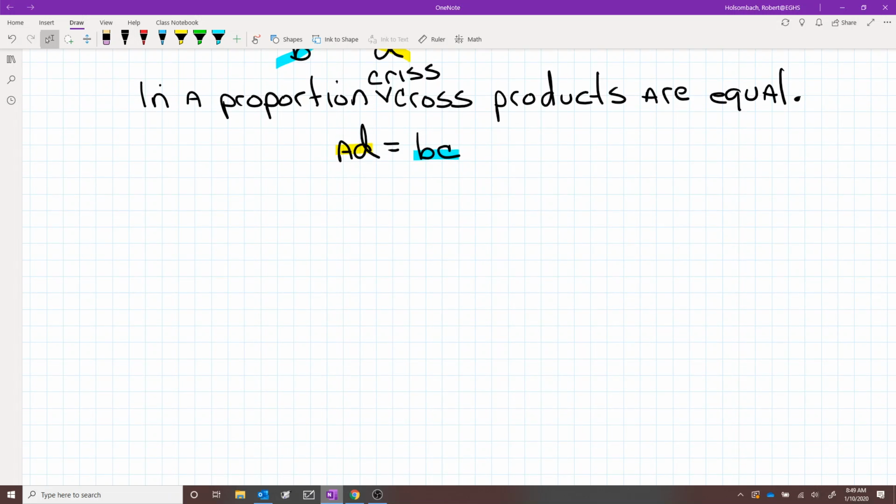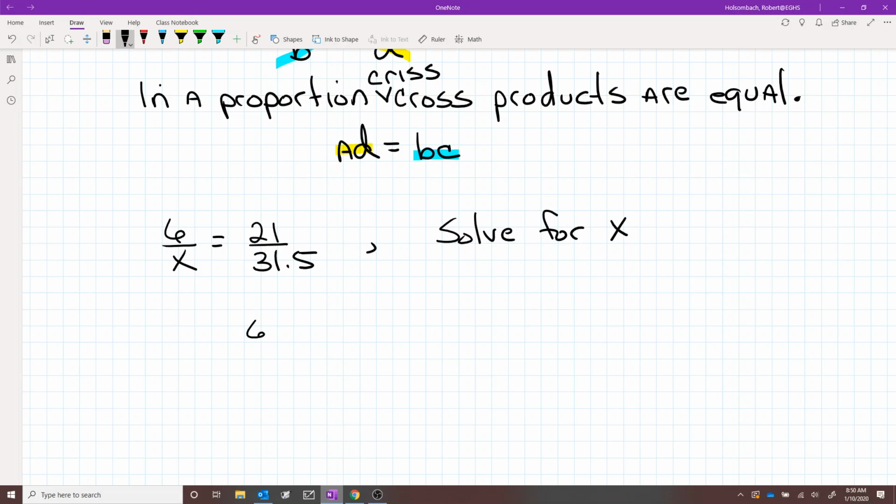So on the top of page 463, if you're given 6 over x is equal to 21 over 31.5, and you have to solve for x, well, in order to solve for x, you're going to crisscross multiply. You're going to take your 6 times 31.5, and you're going to make it equal to 21 times x.